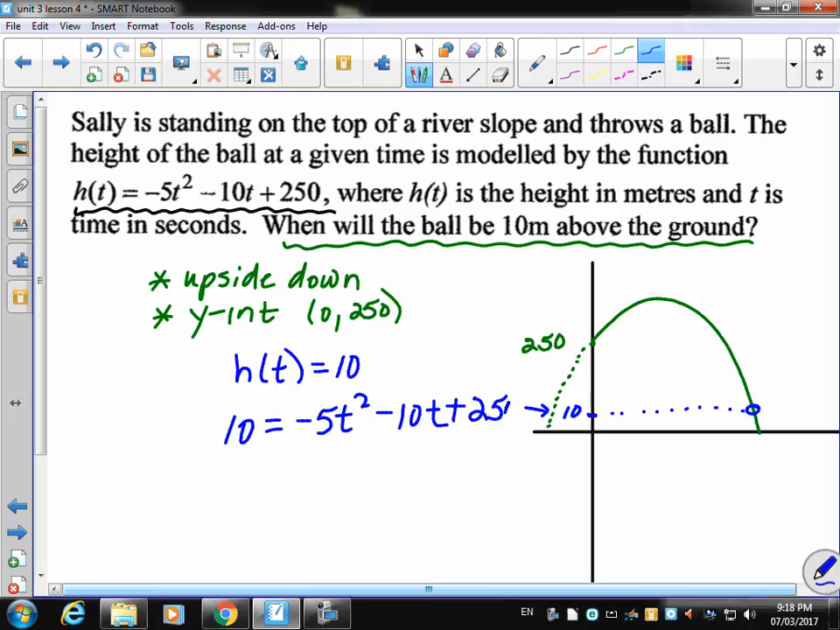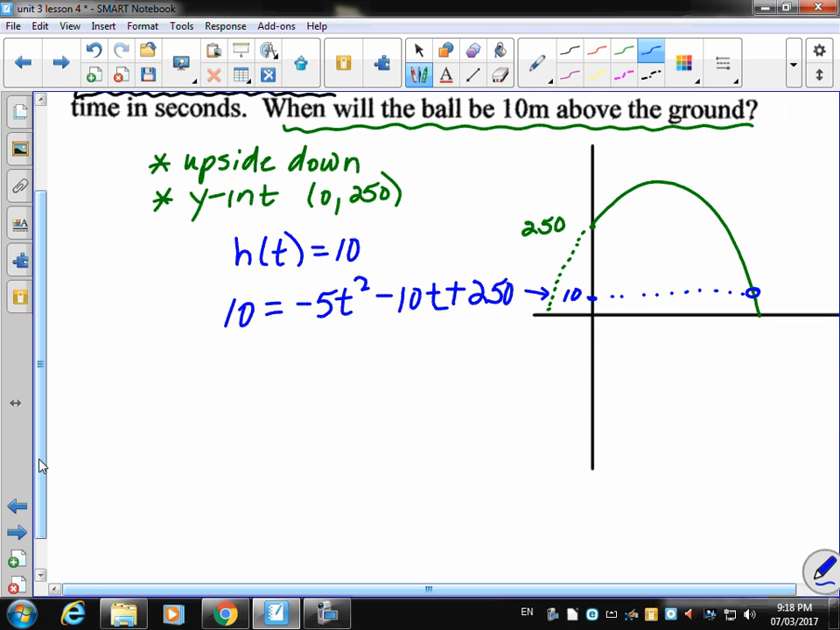Now it is possible that it is not a very nice value for t. We have no idea. So we're going to try our best, and if we fail, then we're going to try this graphing calculator again. I don't know how to solve something like that. I am going to get it into a form that I know, however, because I'm not used to having a number on one side and this quadratic equation on the other. So I'm going to subtract 10 from both sides. And now I have 0 equals negative 5t squared subtract 10t plus 240.